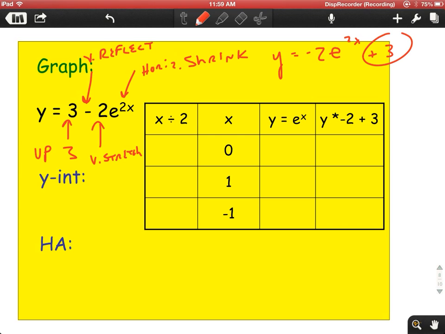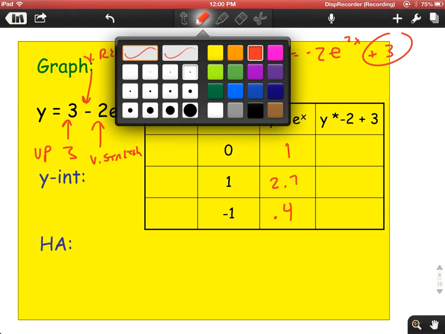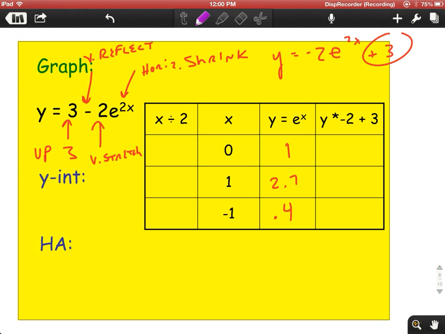So, starting out with our typical values, 0 makes 1, 1 makes about 2.7, and negative 1 makes approximately 0.4. We can then do all the transformations. We're dividing all the x's by 2 because it's a horizontal shrink. Everything's the opposite when we deal with x, so that's still 0, that's a half, and that's negative a half. And then for y, we're going to do basically 3 things because we have the negative, we have the 2, and we have the up 3. So we're going to multiply by negative 2 and then add 3.